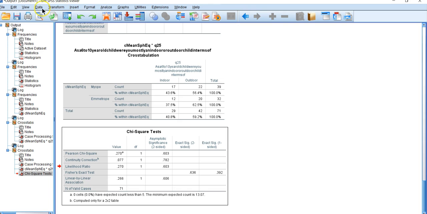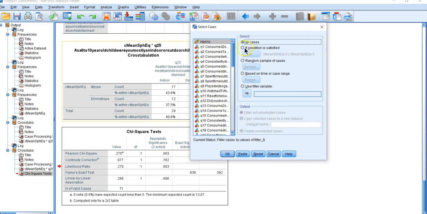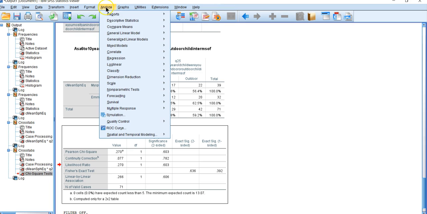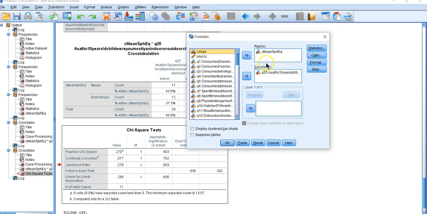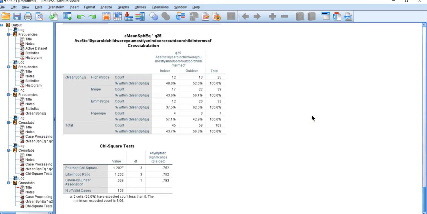All right, now let's go and select all our cases so we get the whole thing. And what we have, we don't actually have to change anything here. We just have all the cases. Now it's going to run three things.